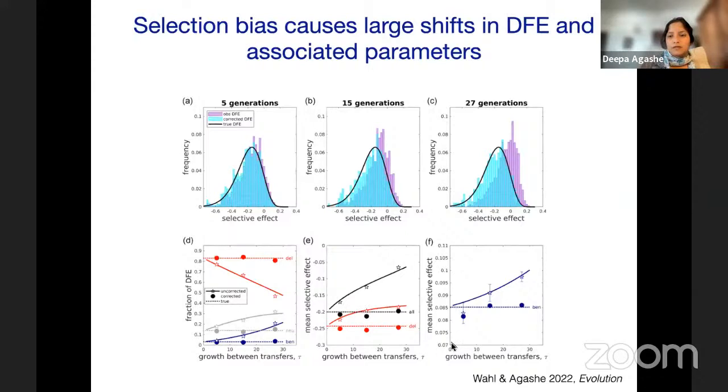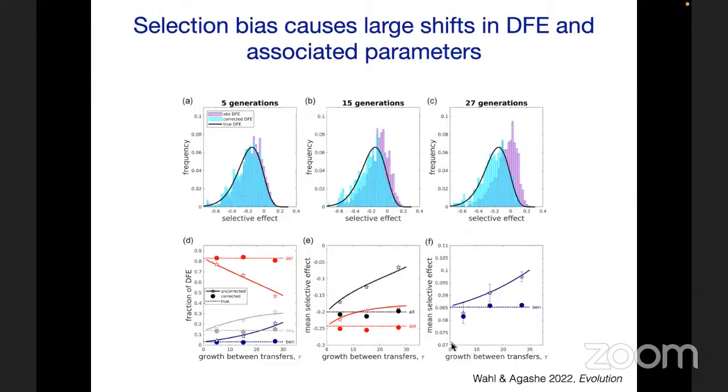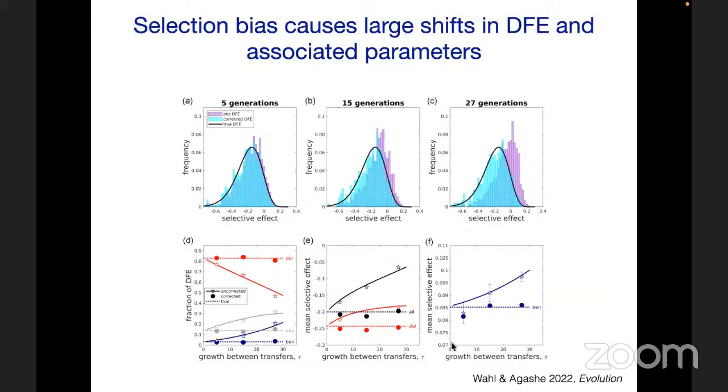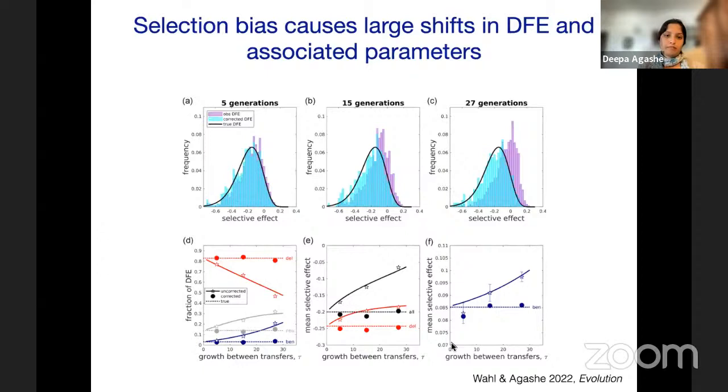Questions? Deepa? Yeah. Between each bottleneck, our generation time is not constant, right? Let's say you picked up a bigger colony in the first instance, and in the second instance, you picked up a smaller colony. So that would change the DFE, like it would shift more towards the deleterious one in the second case, whereas in the first case, it's shifting to the beneficial.